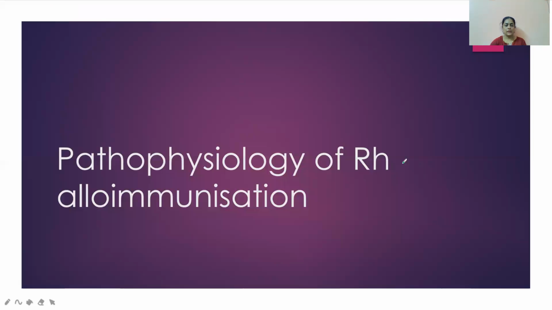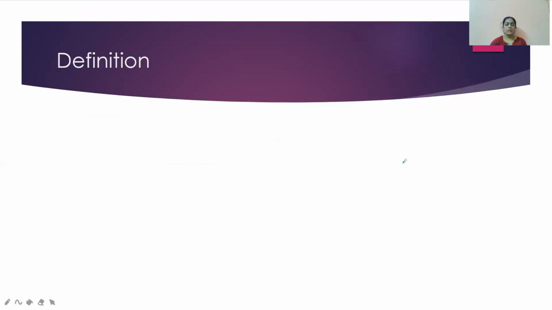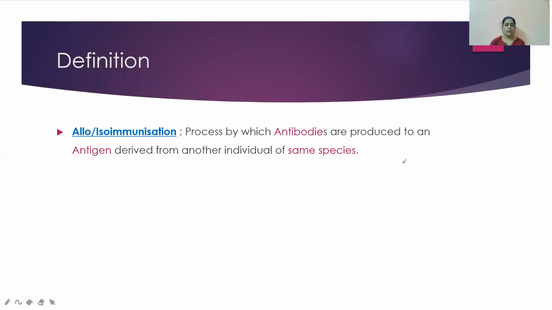So, coming to the pathophysiology of Rh alloimmunization. Before going to the pathophysiology, let us learn some definitions. I have been saying alloimmunization and isoimmunization a number of times, and you must be wondering what this is. Immunization means there is production of antibodies against an antigen. Here the antigen is derived from an individual of the same species. That's why it is called allo or isoimmunization.